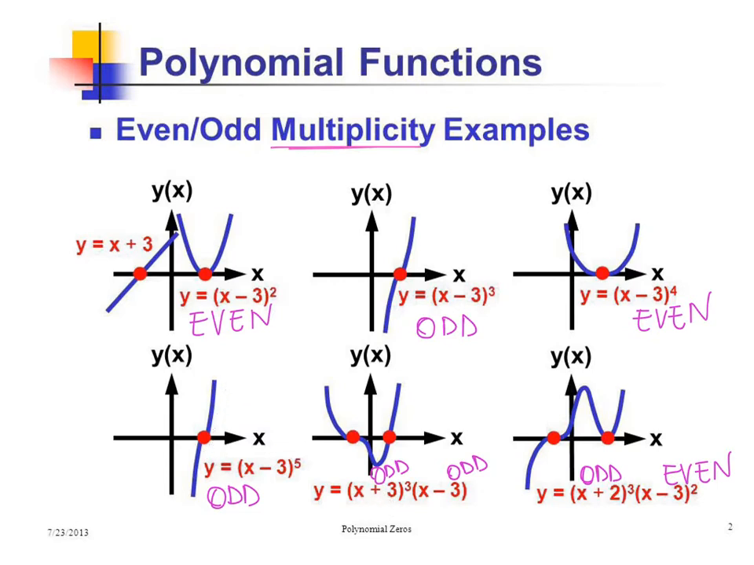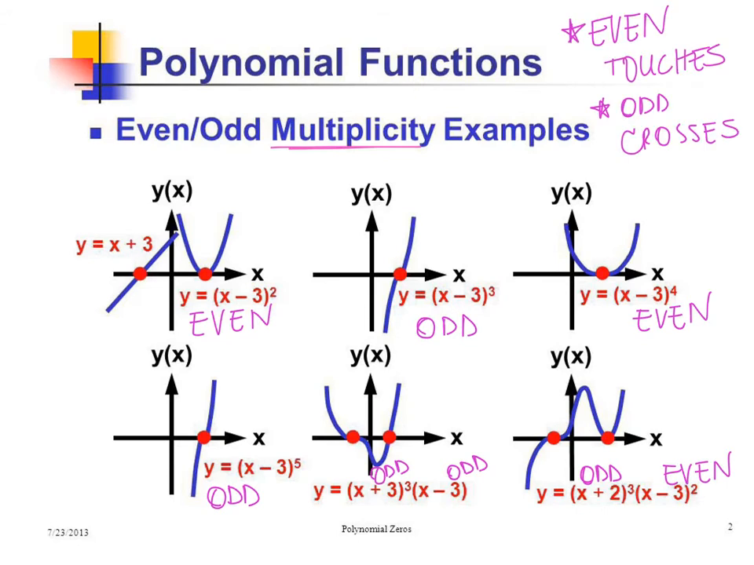Let's look at this part of the function. Comes down, touches it, goes through. Same thing here. Goes up, touches it, goes through. So the rule here is that an even multiplicity will touch the x-axis, and an odd multiplicity will cross the x-axis.